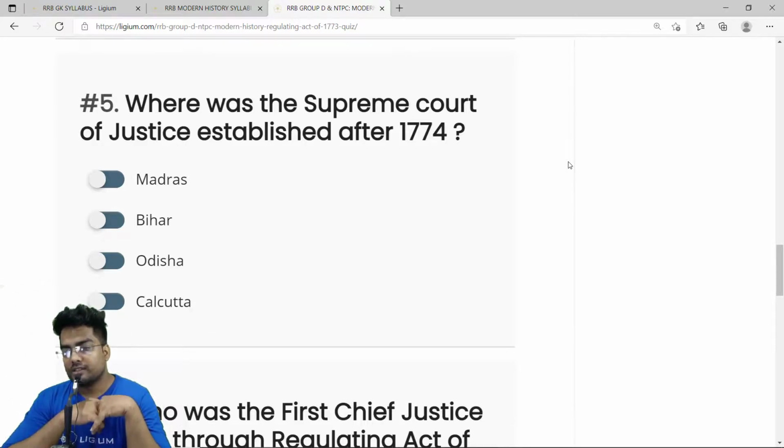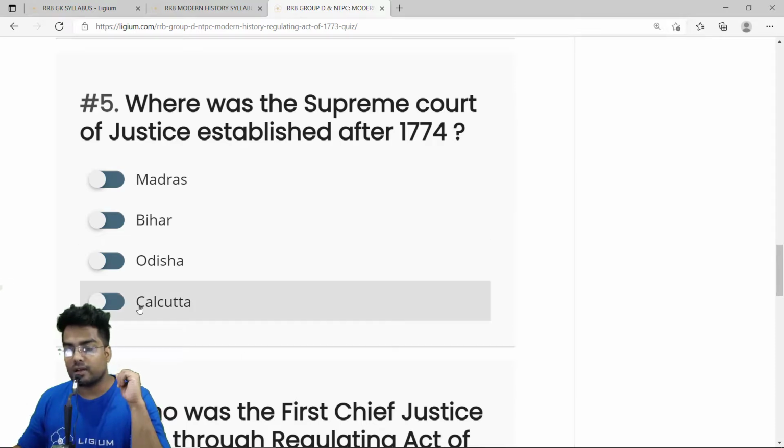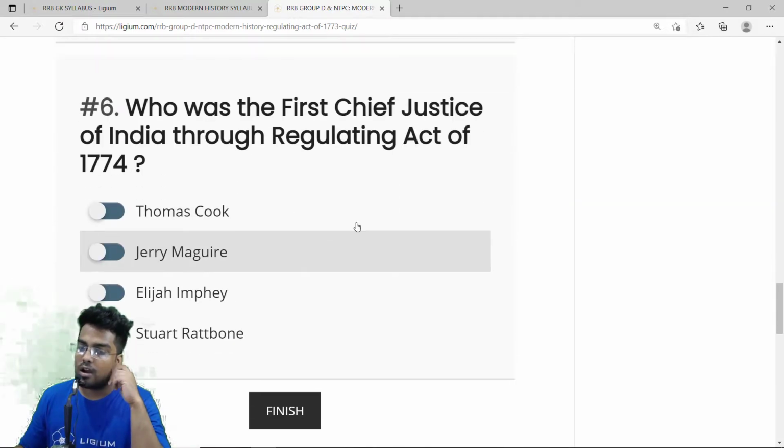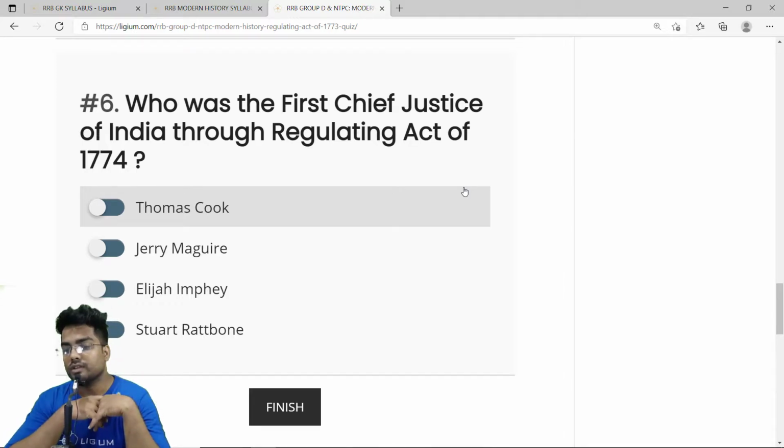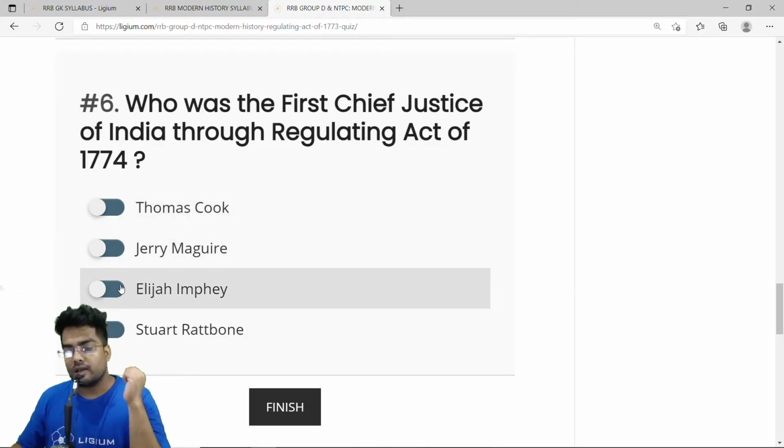So one of the reasons to curtail this was the establishment of Supreme Court of Justice, and it was established in 1774 in Calcutta. The correct answer is Calcutta. Option D, Calcutta. Who was the first Chief Justice of India through Regulating Act of 1773? Okay, so the correct answer is Elijah Impey. Option C, Elijah Impey. So we have solved 6 MCQs.